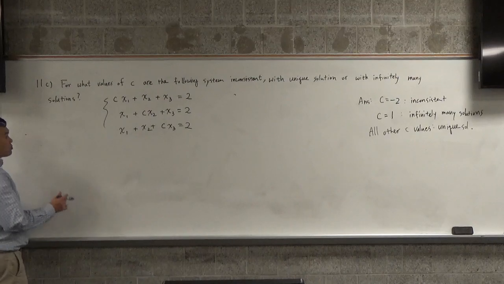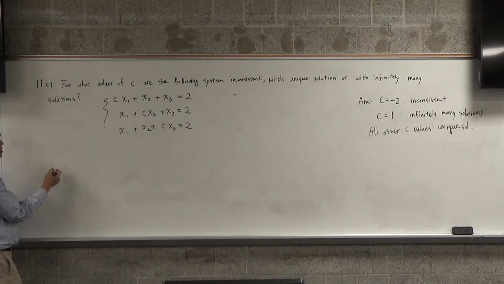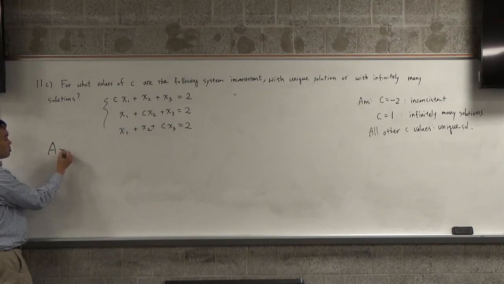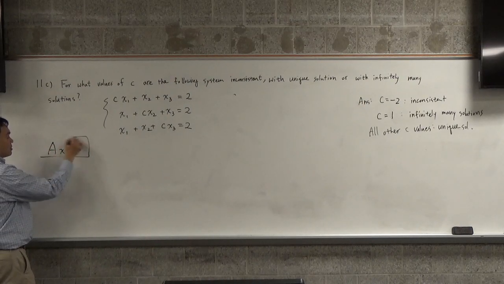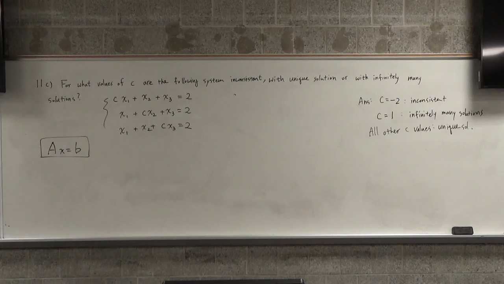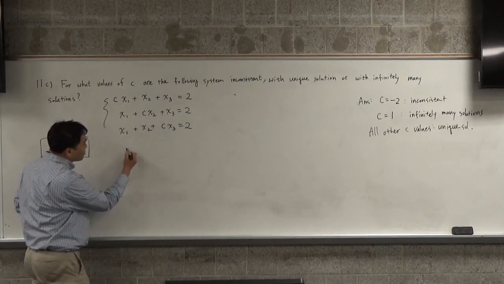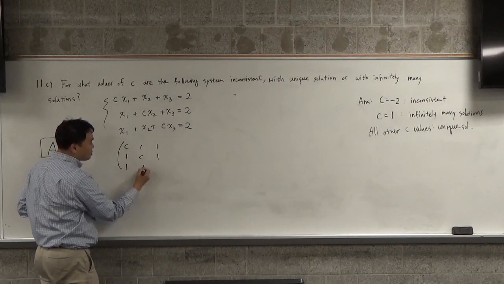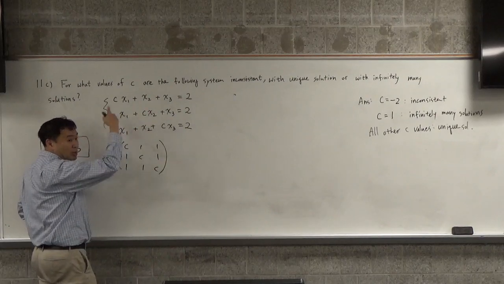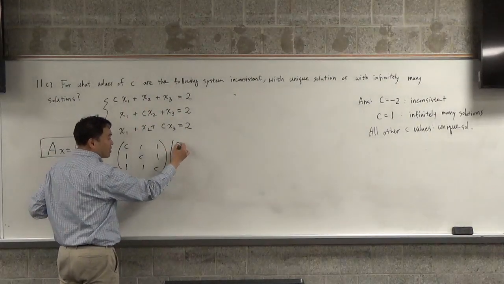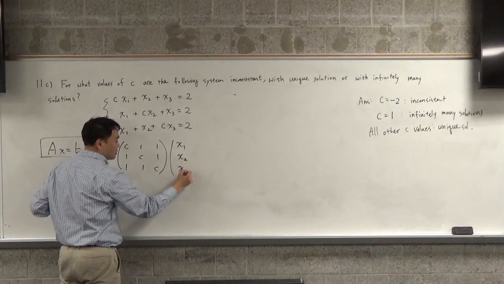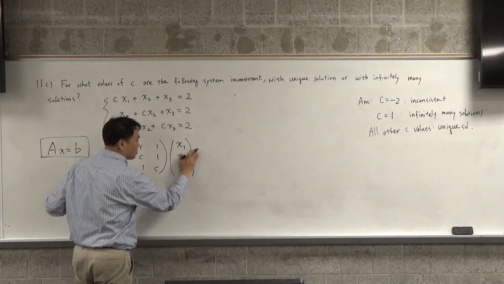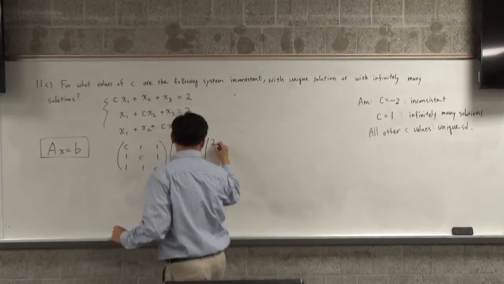In matrix form, the way you solve an equation like this is to write it in terms of AX equals B, right? That's how you write down an equation where X and B are column vectors, and A is the coefficient matrix. So in this format, it's c, 1, 1; 1, c, 1; 1, 1, c. That's the coefficient matrix on the left side, multiplied by the vector of unknowns, equals 2, 2, 2.